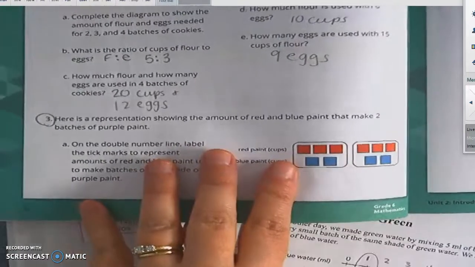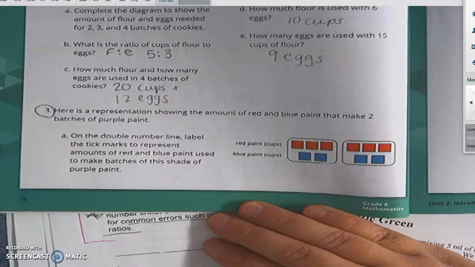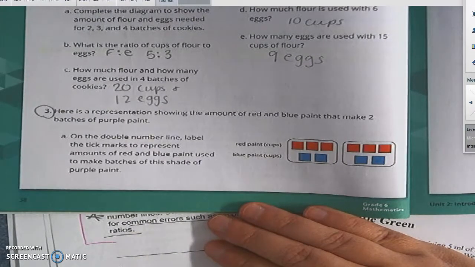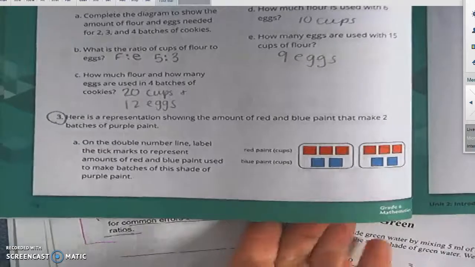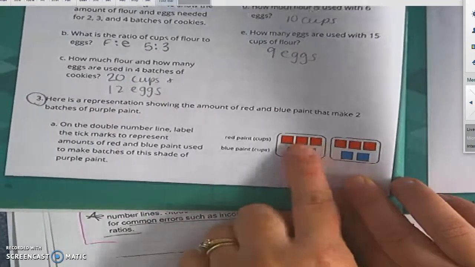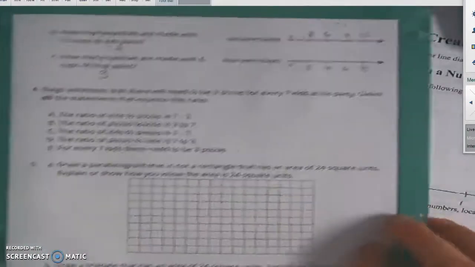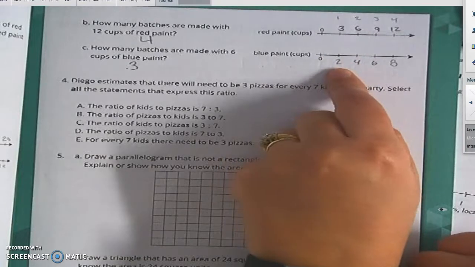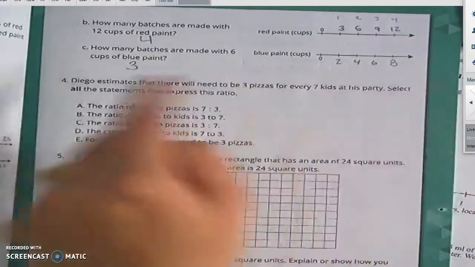Here is a representation showing the amount of red and blue paint that make 2 batches of purple paint. On the double number line, label the tick marks to represent amounts of red and blue paint used to make batches of this shade of purple paint. So it's 3 cups of red and 2 cups of blue for 1 batch. So the double number line is over here. So it's 3 for red, 2 for blue. So this is going up by 3s, this is going up by 2s.